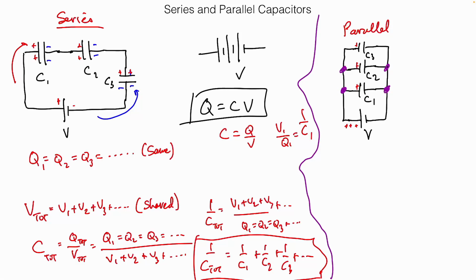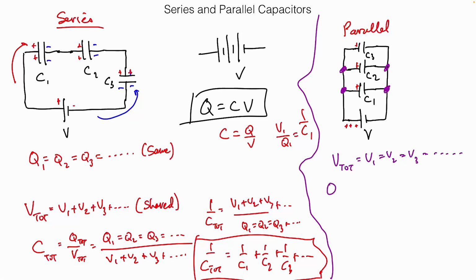But the battery can keep pumping charge, right? Until the voltage on the capacitors equals the voltage of the battery. So if the battery's voltage is 3, it needs to wait until we get 3 volts on all the capacitors for everything to even out and for the battery to stop pushing. So voltage for capacitors in parallel is the same. In other words, the voltage coming out of the battery is equal to the voltage on 1, is equal to the voltage on 2, is equal to the voltage on 3.